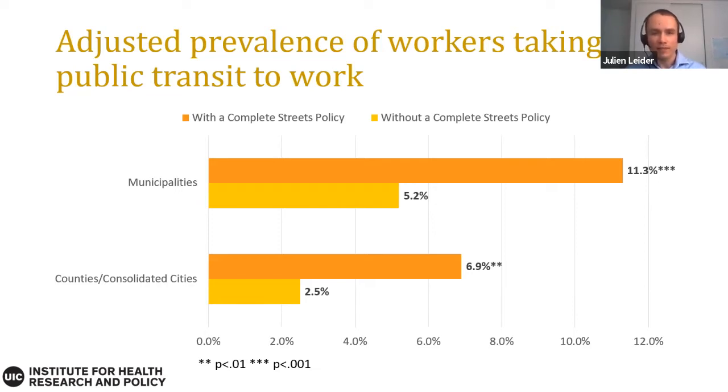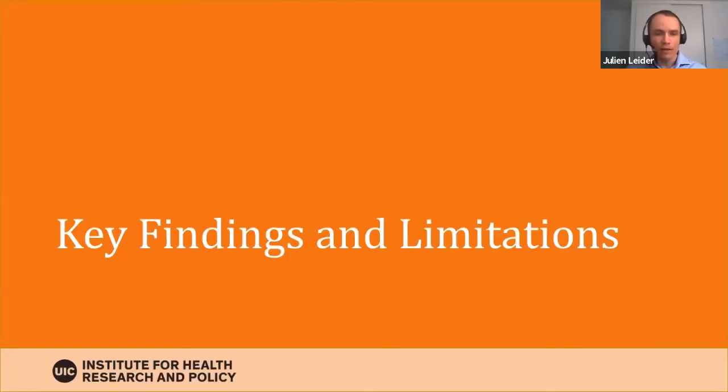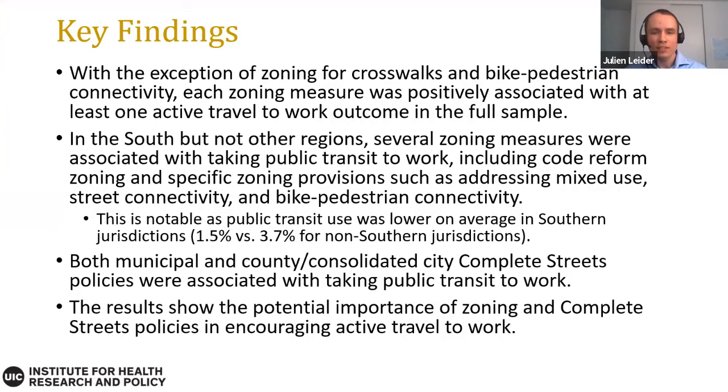And similarly, for counties and consolidated cities, we found an adjusted prevalence of 2.5% of workers taking public transit to work without a policy, but 6.9% of workers taking public transit to work with a policy. So to summarize, for zoning, we found significant associations between zoning and active travel to work for all but 2 of our zoning measures. And we found positive associations at both levels of our analysis of complete streets policies. And these results highlight the potential importance of these policies for encouraging active travel to work.